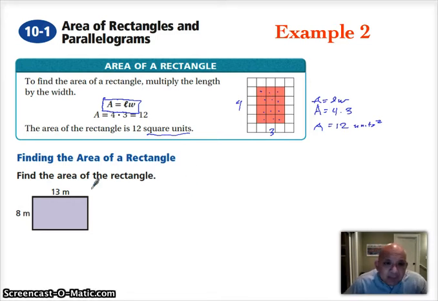Here we have a rectangle that is 13 by 8. We write down area equals length times width. Area equals 13 times 8. And when we finish, 13 times 8 in the end is 104. 104 what? 104 meters squared.